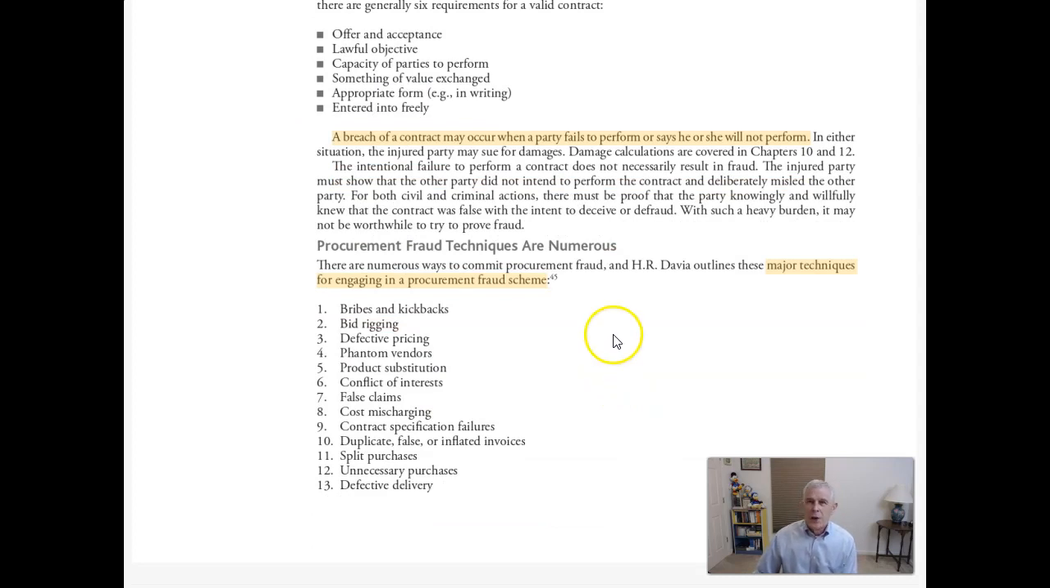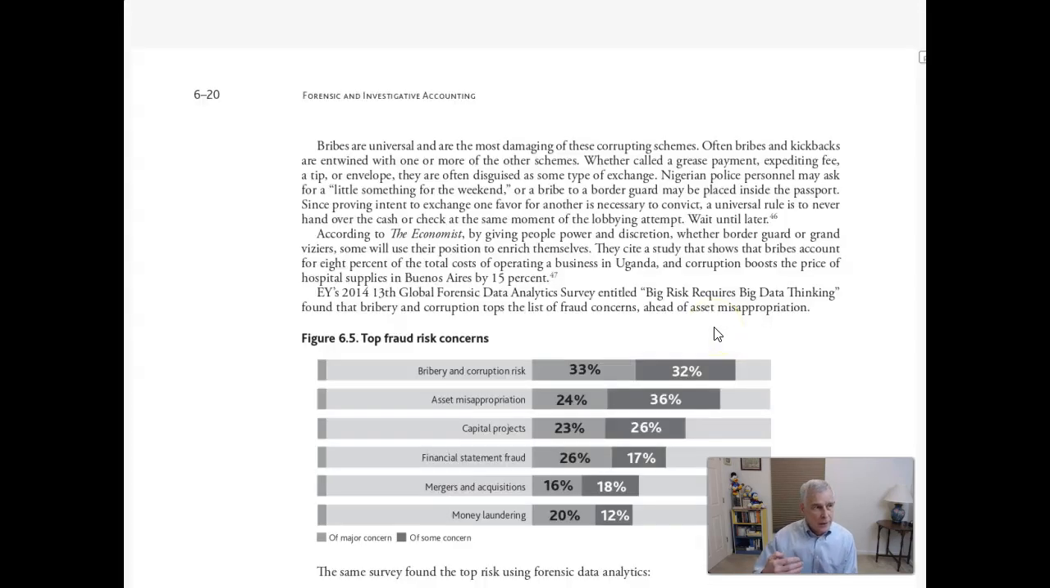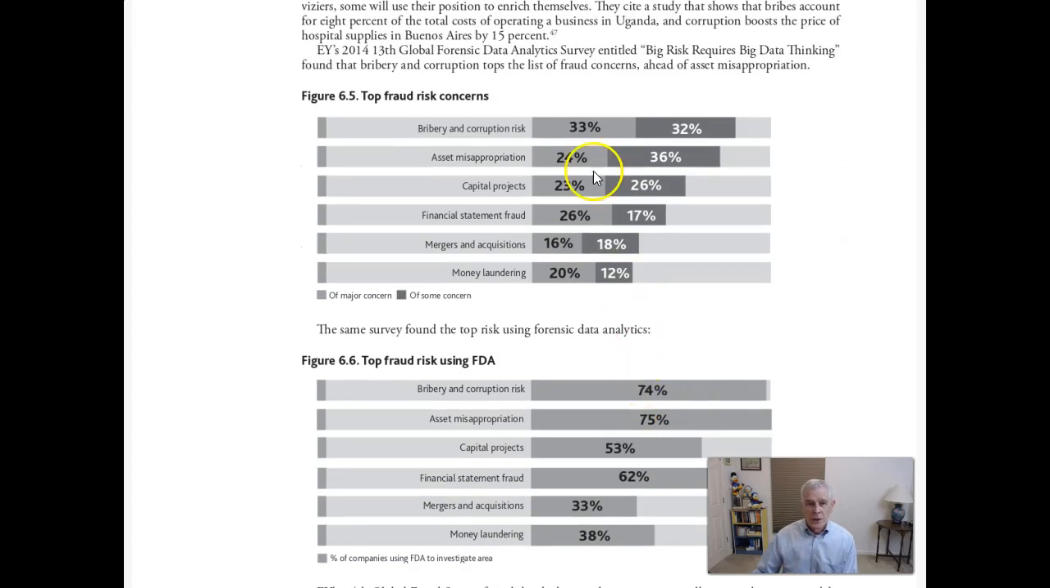This can happen in a number of schemes, methods, as they say here: bribes and kickbacks, bid rigging, defective pricing, phantom vendors, and a lot of others. So this can be a huge fraud area for very large companies. So it's something that really needs to be taken into a lot of consideration. You can look at these areas of concern and so forth.